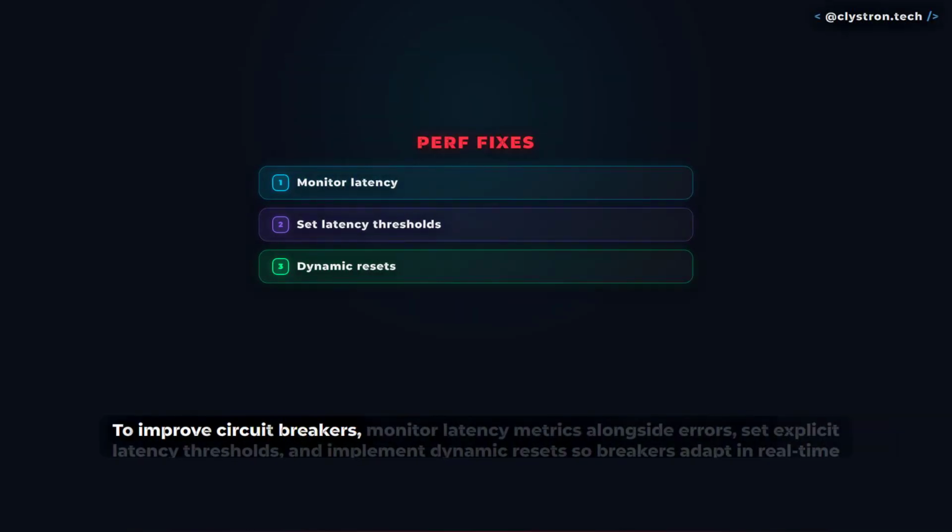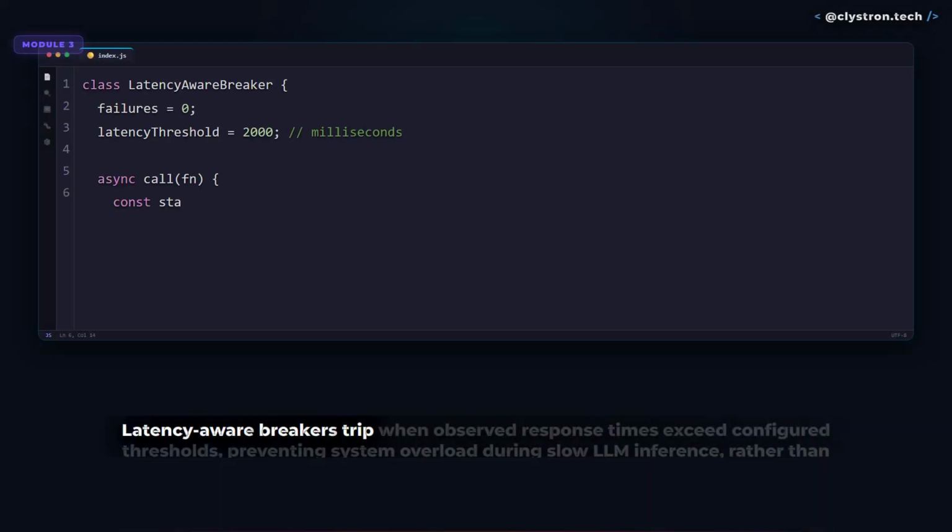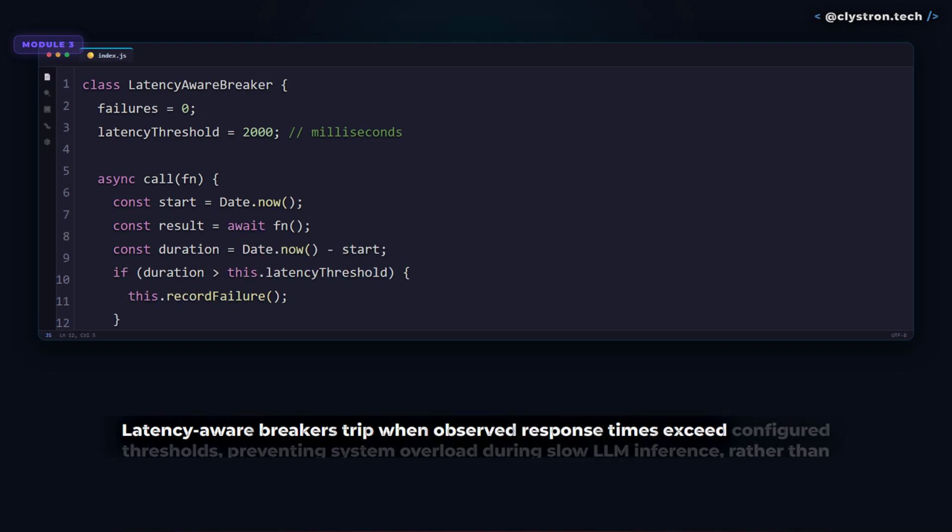To improve circuit breakers, monitor latency metrics alongside errors, set explicit latency thresholds, and implement dynamic resets so breakers adapt in real time to variable LLM response times and prevent overload. Latency-aware breakers trip when observed response times exceed configured thresholds, preventing system overload during slow LLM inference, rather than relying solely on error counts to trigger breaks.